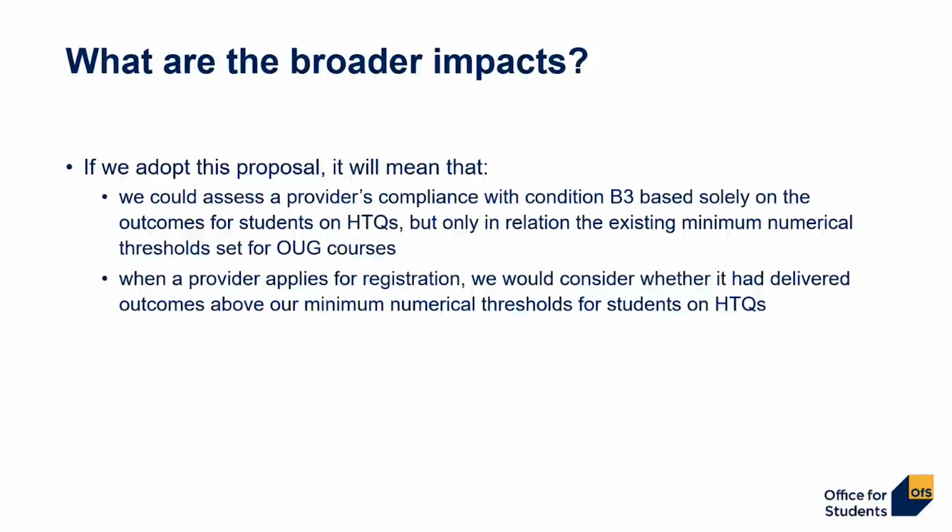So what are the broader impacts? If we adopt this proposal, it will mean that we could assess a provider's compliance with Condition B3 based solely on the outcomes for students on HTQs, but only in relation to the existing numerical thresholds set for other undergraduate courses. It also means that when a provider applies for registration, we would consider whether it had delivered outcomes above our minimum numerical thresholds for students on HTQs.